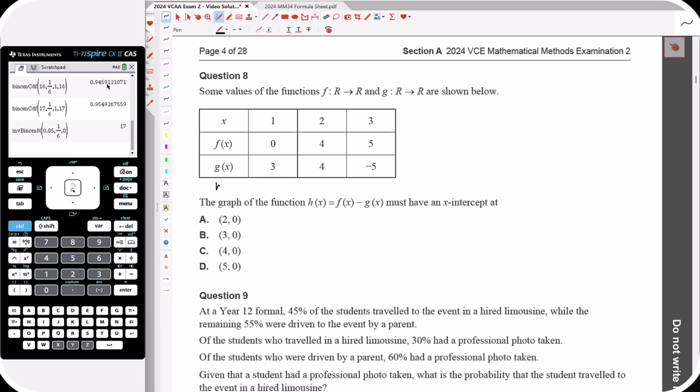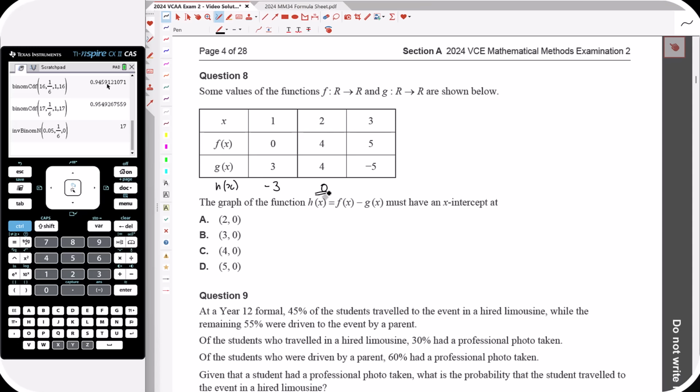All right, so let's think about this information and see what we know. So h of x is f of x minus g of x. So that means h of 1 is f at 1 minus g at 1. So 0 minus 3, so negative 3. H at 2 is f at 2 minus g at 2. So 4 minus 4, so that's going to be 0. So that's an x-intercept if the y value is 0.